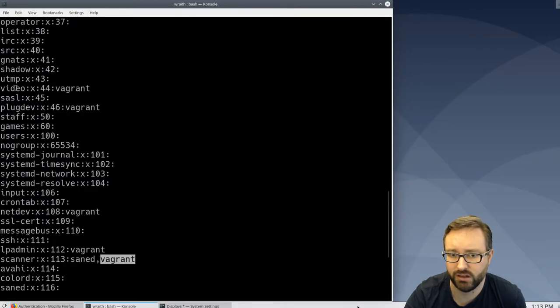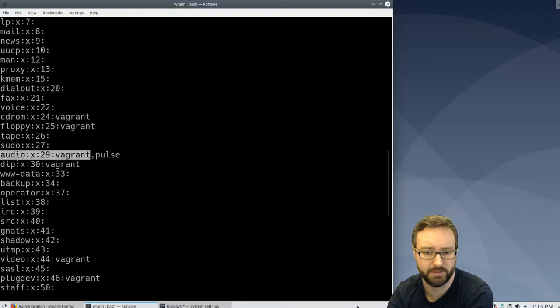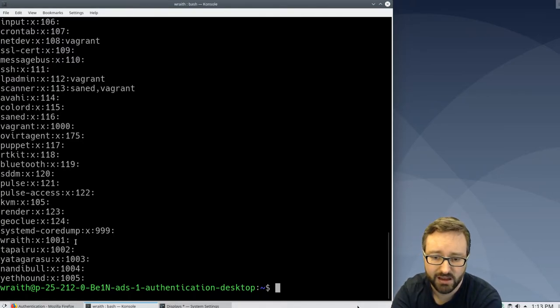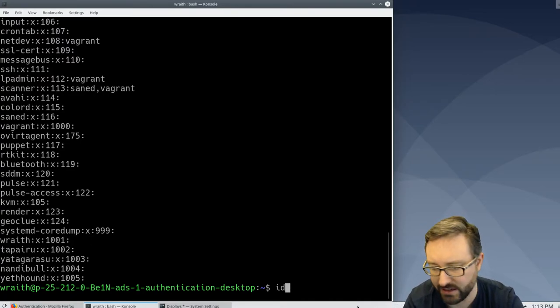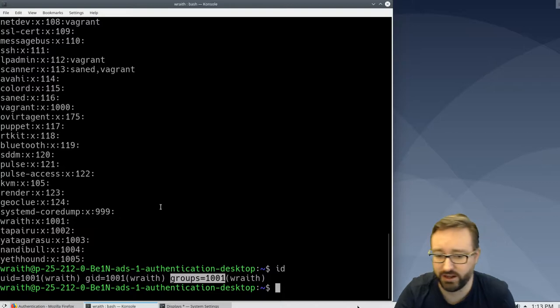And if I look here, see if I can find a good example. So there's the audio group here, and the Vagrant and the Pulse users are both members of that group. Neither of them have it as a primary group, but when they log in, they'll also be members of the audio group. You can see here, it's defined my group here. And again, there's a group password that's shadowed, or can be shadowed, and a group ID, but no one is listed here. But if I look at my own identity, I can see that I am a member of that group, because that's my primary group that was listed in the password file.